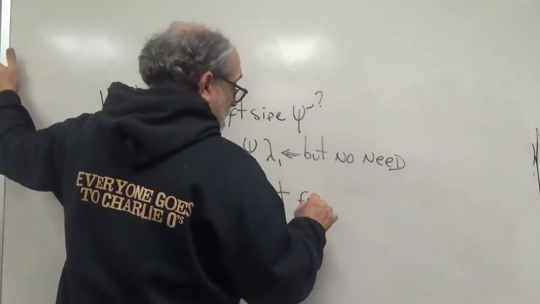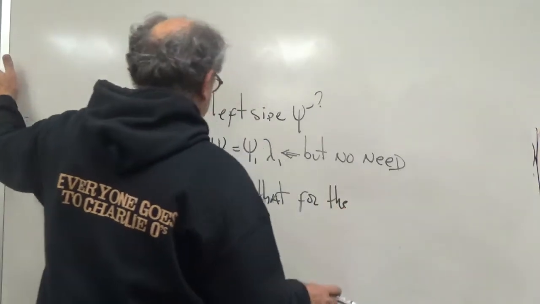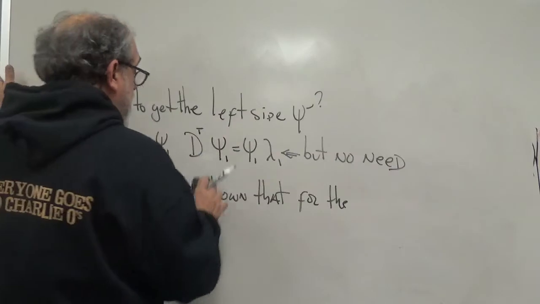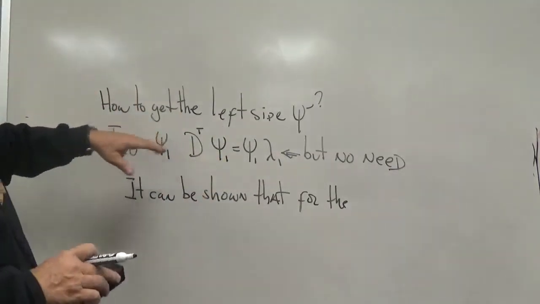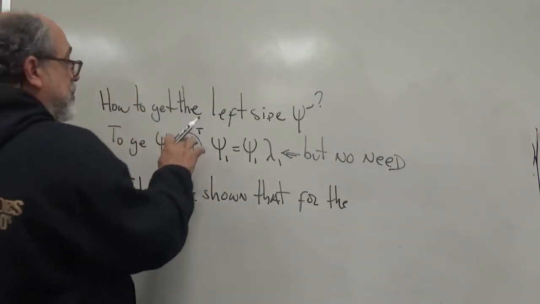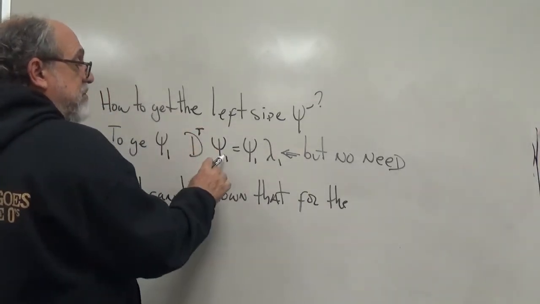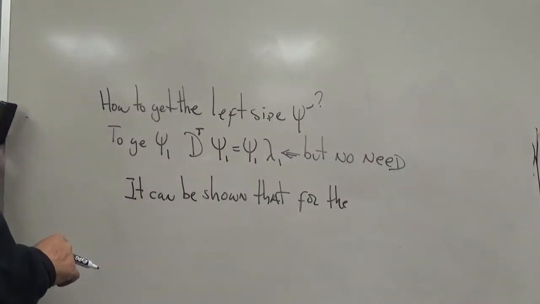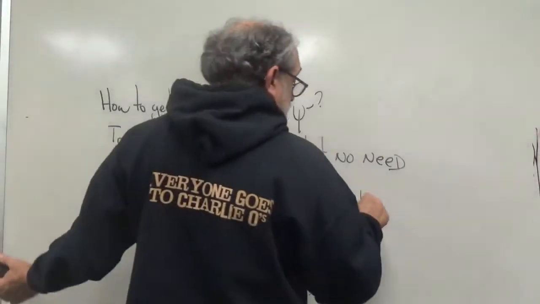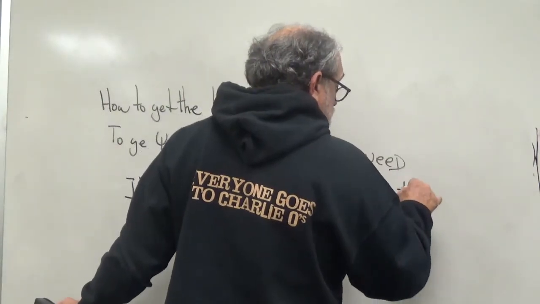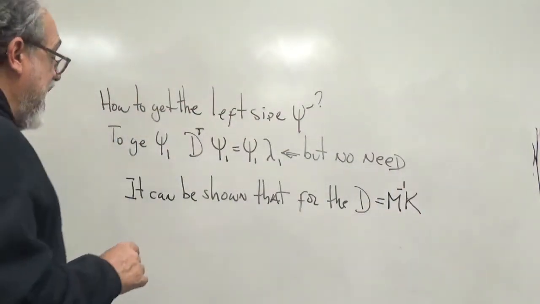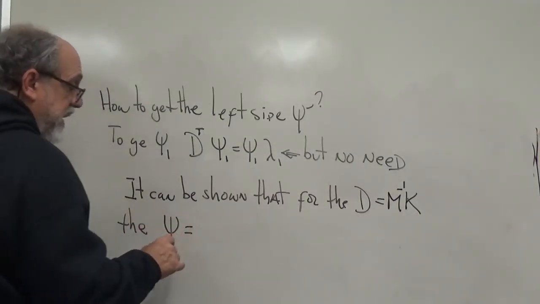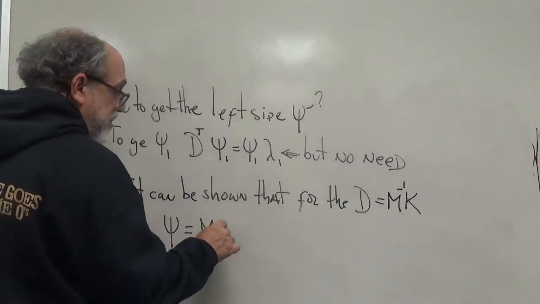for the case, actually I shouldn't have done shifted. It doesn't really matter, right? Without shift, the shift is irrelevant. The shift is for the procedure. But if I solve d transpose times phi 1 equals phi 1 times lambda 1, that would be the left, right? But there is no need. It can be shown that for the problem where d is equal to m to the minus 1 k, then the left side eigenvectors are simply equal to the mass matrix times the right side.